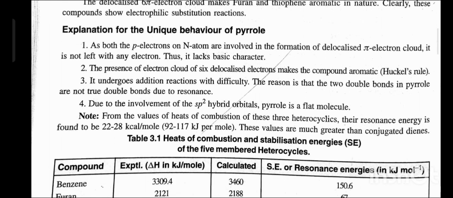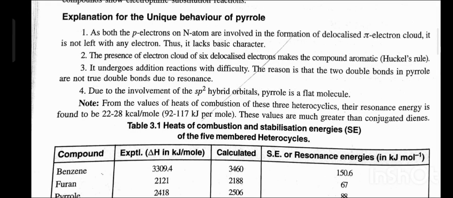Clearly, these compounds show electrophilic substitution reactions. Explanation for the unique behavior of pyrrole. First, as the p electrons of nitrogen are involved in the formation of the delocalized pi electron cloud, it is not left with any electron pair, thus it lacks basic character. Second, the presence of an electron cloud of 6 delocalized electrons makes the compound aromatic, by Huckel's rule. Third, it undergoes addition reactions with difficulty. The reason is that the two double bonds in pyrrole are not true double bonds due to resonance. Fourth, due to the involvement of sp2 hybridization, pyrrole is a flat molecule.